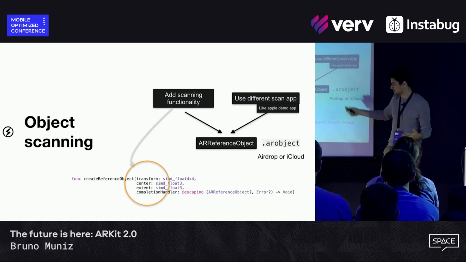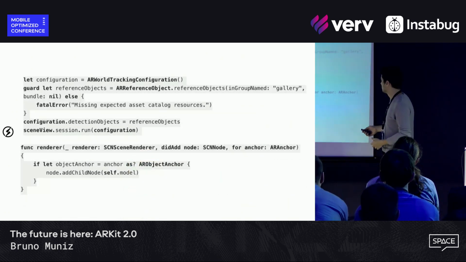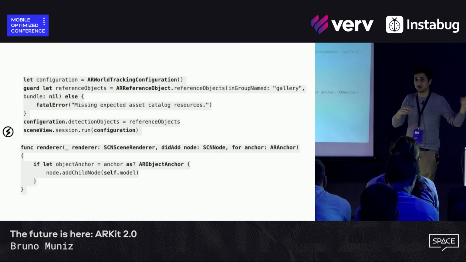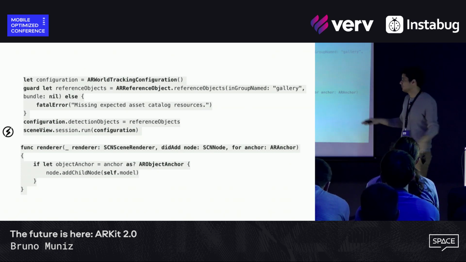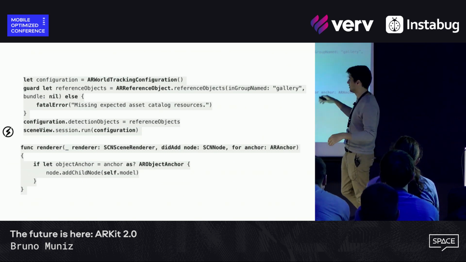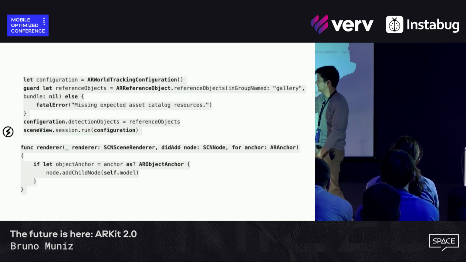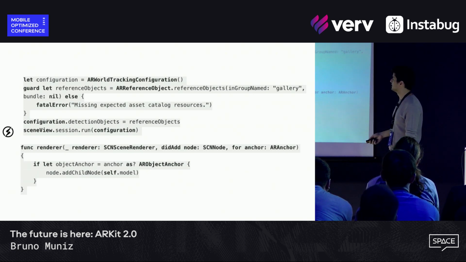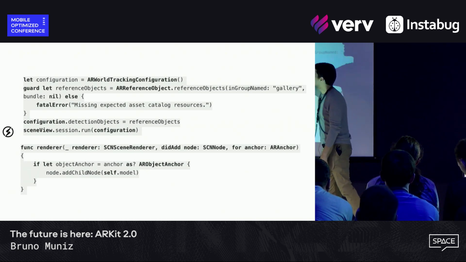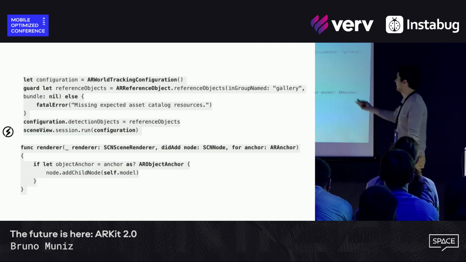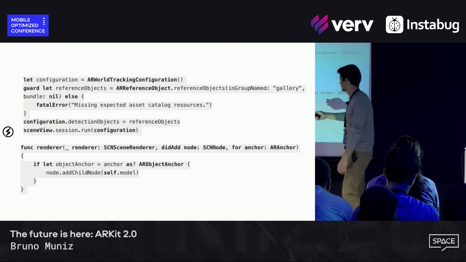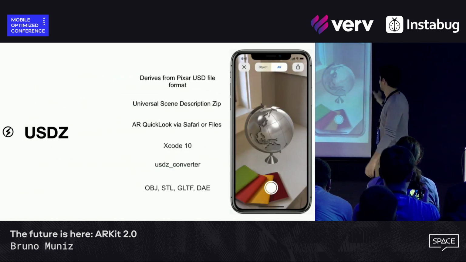the AR reference object. And the same thing we did before with the image anchor or the face anchor, with every other type of anchor, we would do here with the object anchor. So all we have to do is implement the delegate method, and then we check the anchor. If it's a type of AR object anchor, then we can do anything we want. And I did the wrong configuration here. Instead of detection images, we have detection objects here for reference objects. Okay, sorry about that.